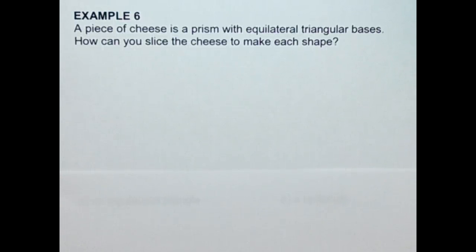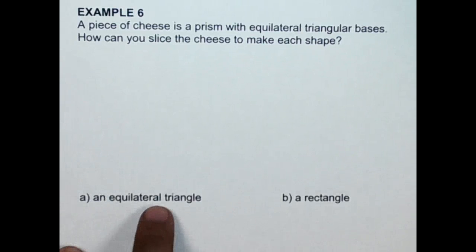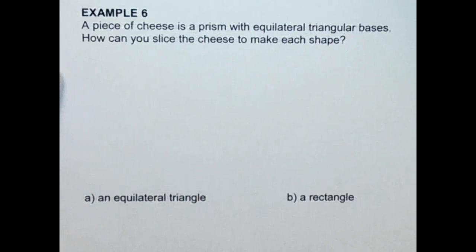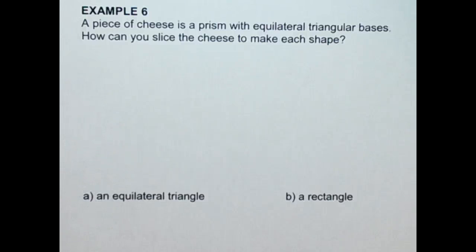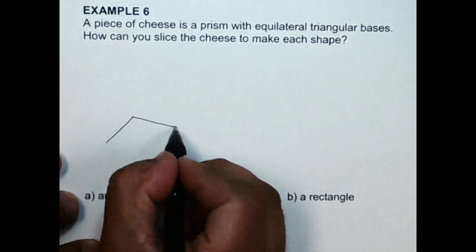Alright, next example: a piece of cheese is a prism with equilateral triangular bases. How can you slice this cheese to make each different shape? The first one we're going to look at is to make an equilateral triangle, and then we want to slice this piece of cheese to form a rectangle. So, a little bit of an art lesson here. We're going to draw this out first.